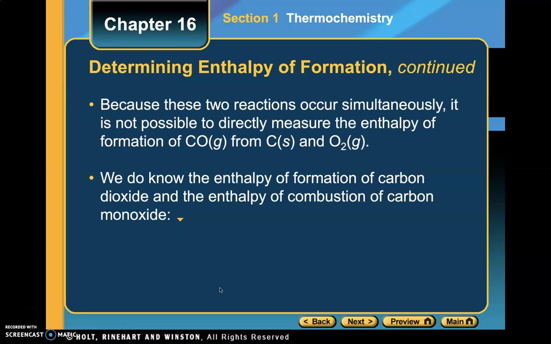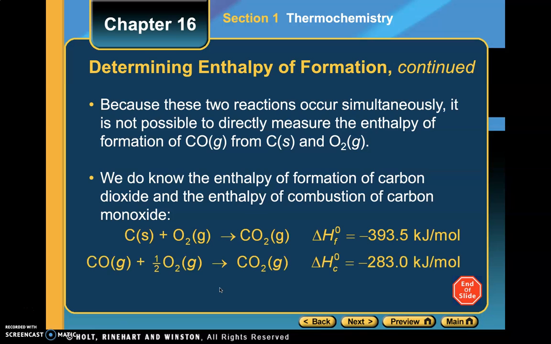We have to figure this out using Hess's law, because we do know the enthalpy of formation of carbon dioxide and the enthalpy of combustion of carbon monoxide, and so we can combine those to figure out the enthalpy of formation here. Okay, so there is our enthalpy of formation for carbon dioxide. We see that it's a negative 393.5 kilojoules. That tells me that this is exothermic and would release that energy, right?